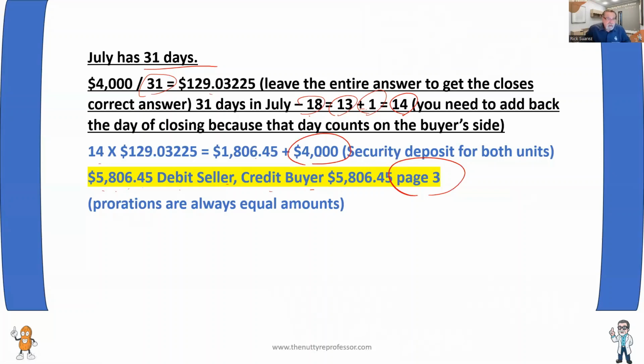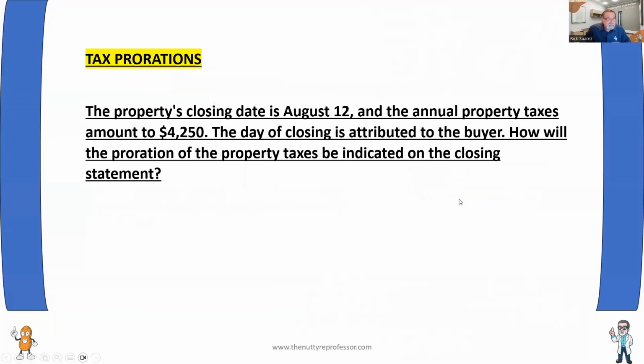Okay, let's look at another math problem. Here's a tax proration. So this one is a little longer. This one we have to know the exact calendar from January going forward. All right. So the property's closing date is in August. Now, August is 8/12, and the annual property taxes is $42.50. The day of closing is attributed to the buyer. That means the buyer owns the day of closing.